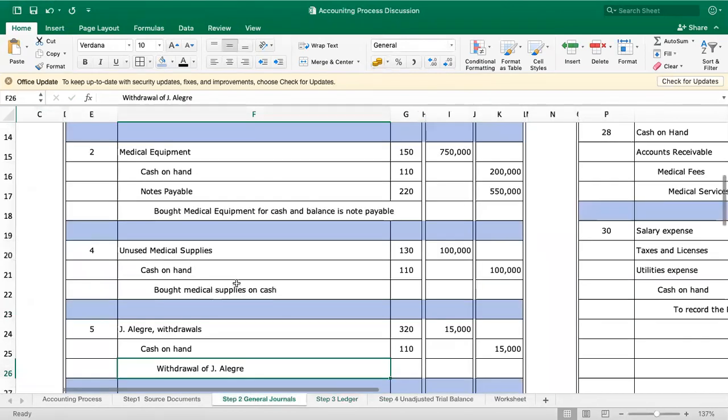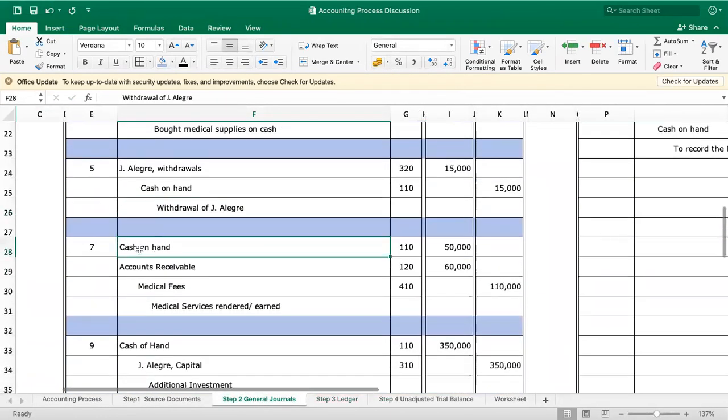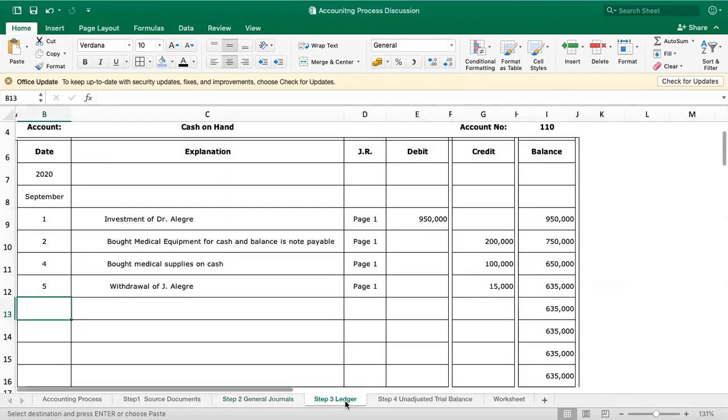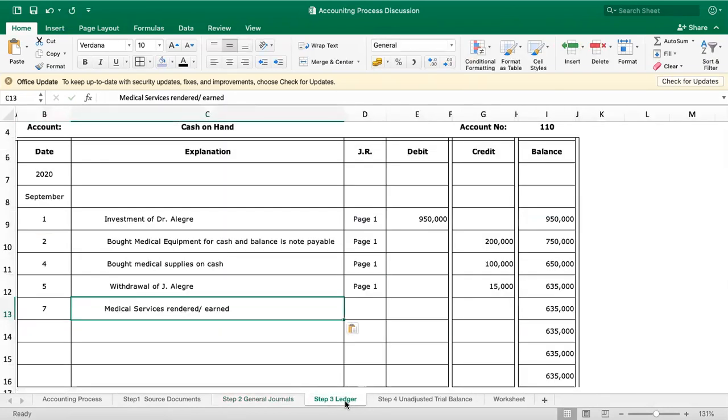Next transaction that affects your cash account. Okay, September 7, almost all the transactions involve cash on hand. So September 7, that's debit cash on hand 50,000. So that is medical. Let's copy this one. So that's 50,000, September 7. This is medical services, a collection from the services rendered. That's page 1. Is that 50,000?